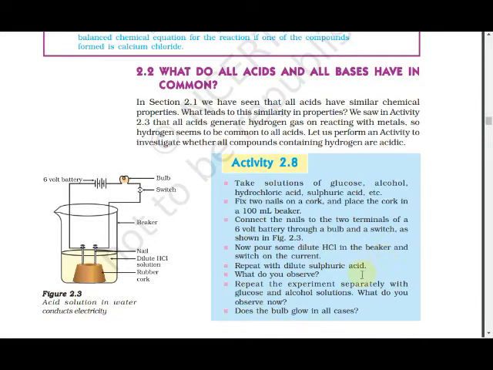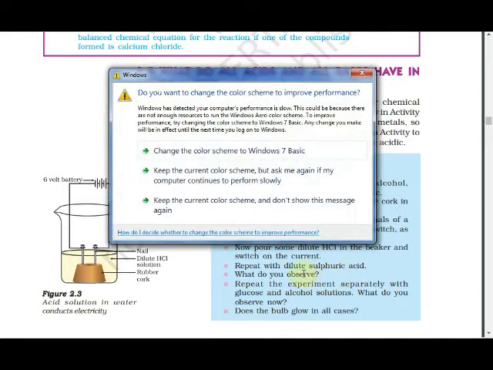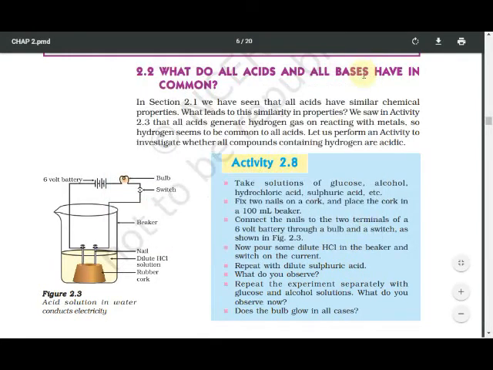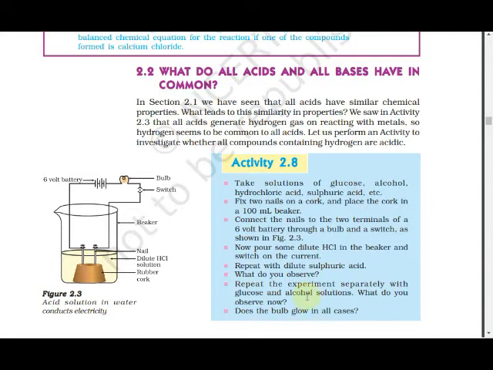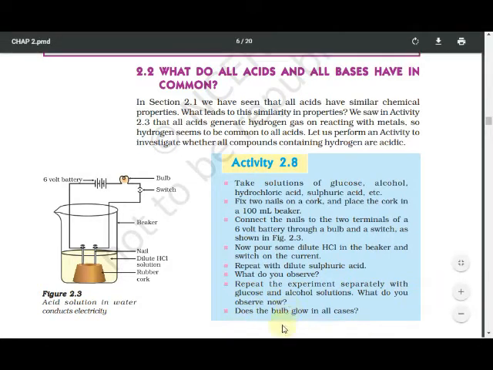Repeat with dilute sulfuric acid. After dilute HCl, you can do the same experiment by taking dilute sulfuric acid, H2SO4. Understood? What do you observe? Repeat the experiment separately with glucose and alcohol also. CH3OH, alcohol. Any alcohol you can use, methyl alcohol, ethyl alcohol, any alcohol. Glucose, C6H12O6 you can use. What do you observe now?